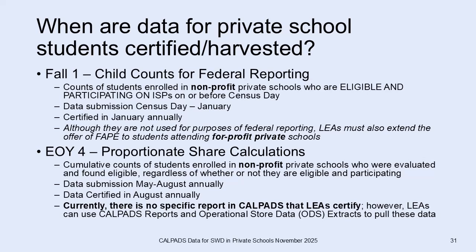Right, so there are 2 times that we utilize the data for students with disabilities in private schools, and we harvest them. You're required to certify them. The first is fall 1 child count. Fall 1 child count is literally only certifying students in private schools that were found eligible and are participating on an individualized service plan. And that's in Fall 1. You're required to annually certify that. This year, it'll be certified in January.